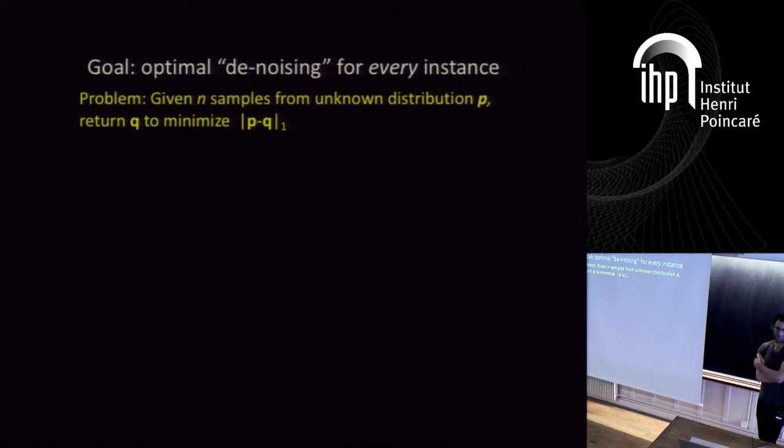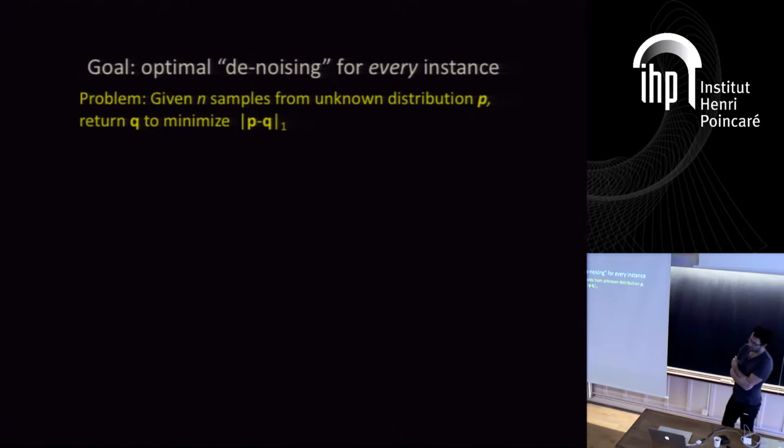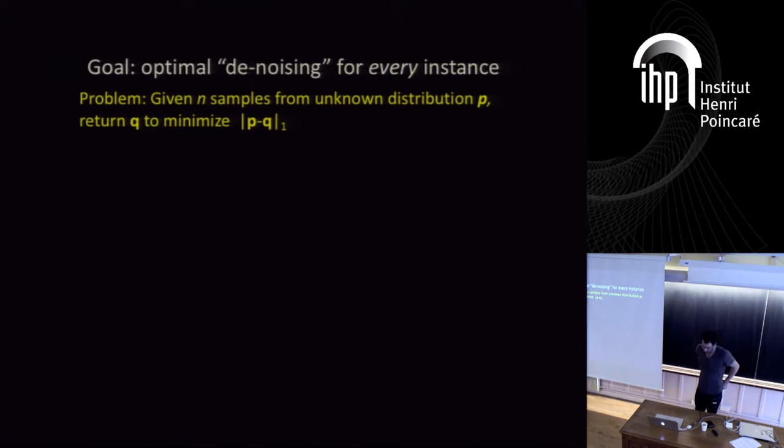Okay, so what's our actual goal? So in this last slide, we saw some sort of magic or something, and now we want to make it specific what we're trying to do, okay? So our goal is going to be optimal denoising in every instance. We're given n independent draws from some unknown distribution. We want to return some distribution, or vector, q, to minimize the L1 distance, the total variation distance.